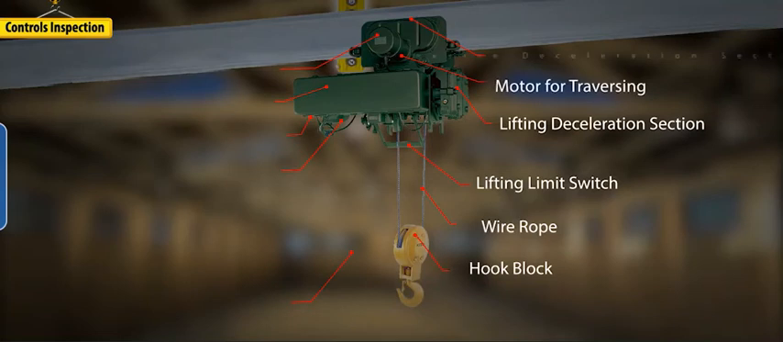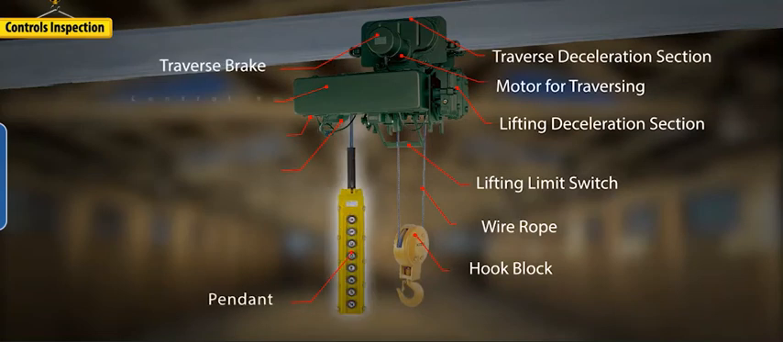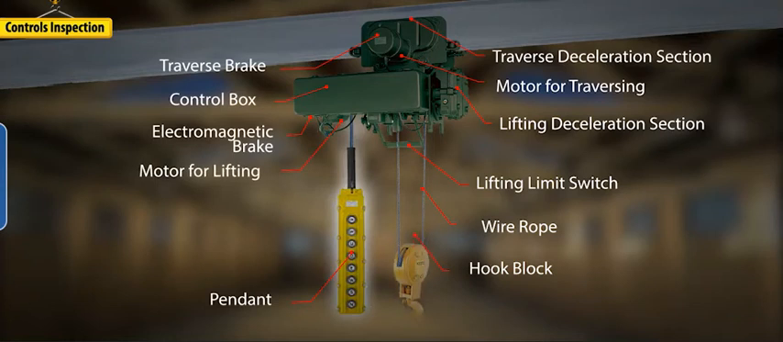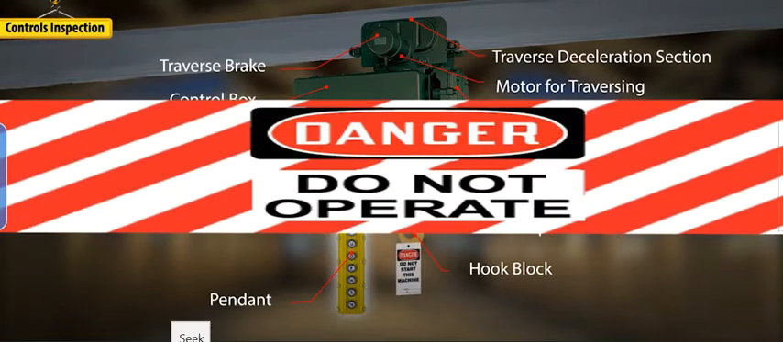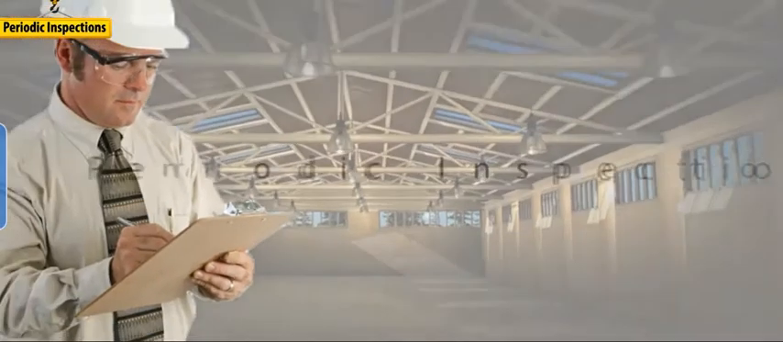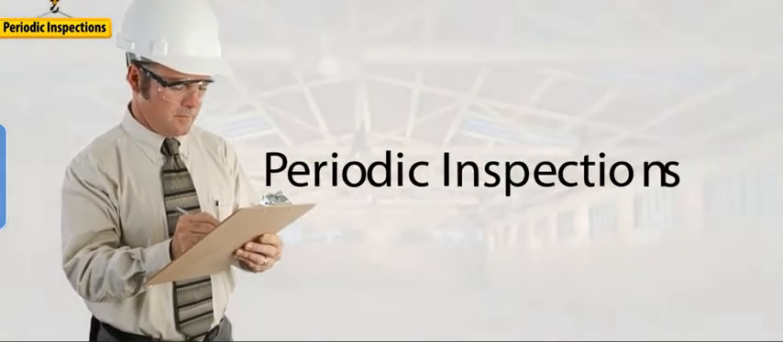If you're operating your crane using a pendant, make sure the cable is in working order, or that there is nothing that can interfere with wireless radio operation. If you need to replace parts or make any repairs, take the crane out of service until it can be fully repaired. Periodic inspections are more in-depth inspections of certain crane components.